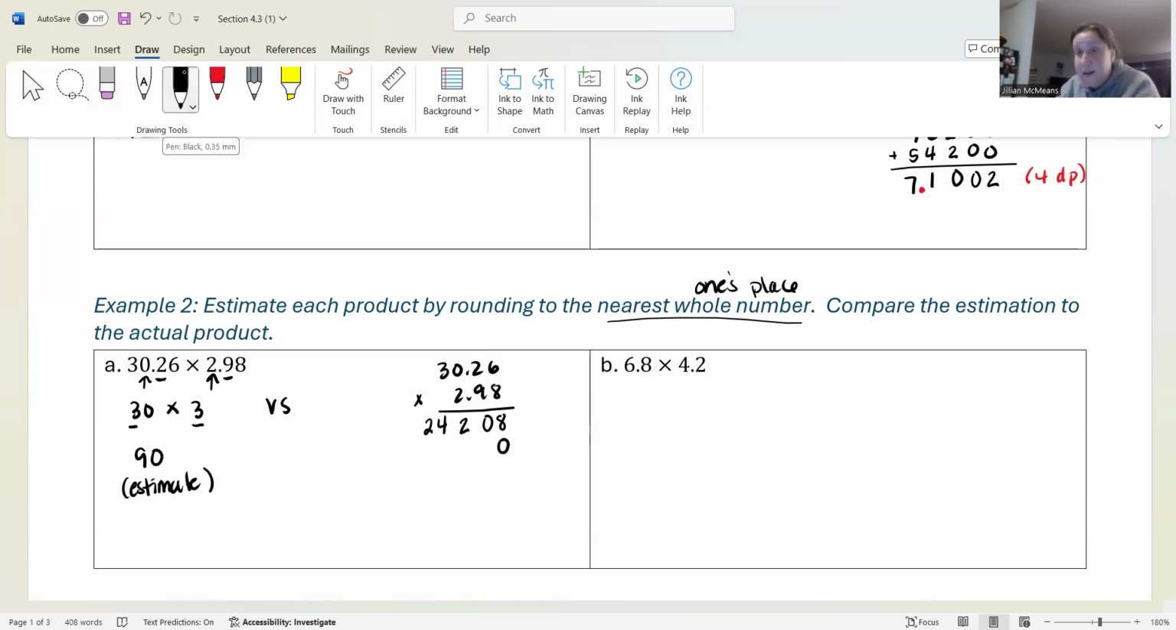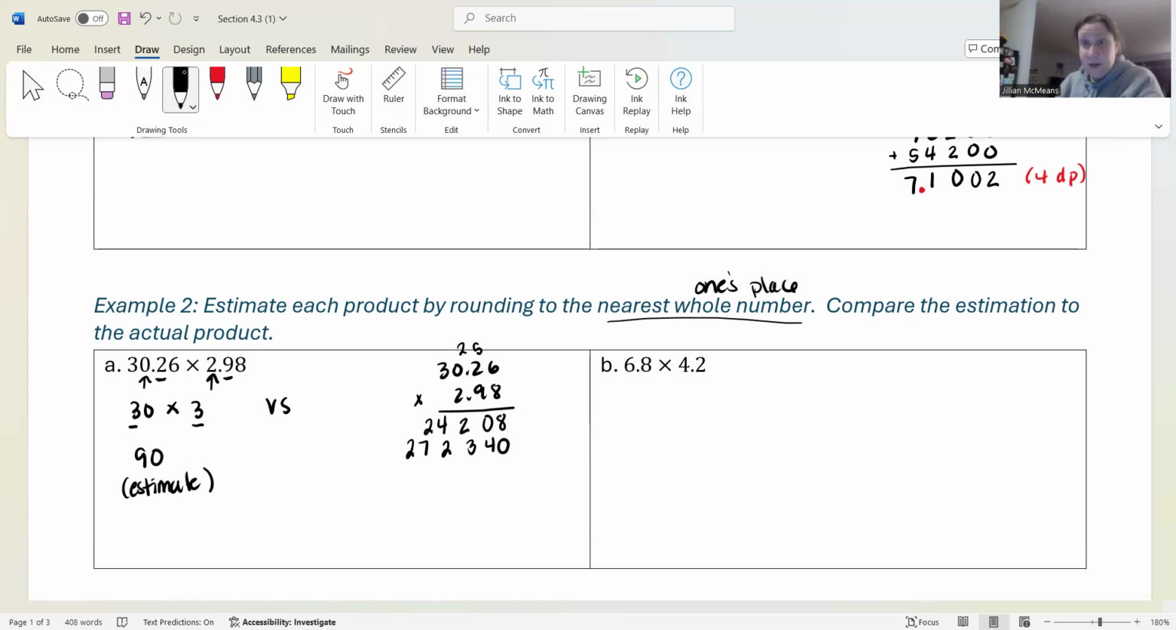All right, so 9 times 6 is 54, so keep a 4, carry a 5. 9 times 2 is 18, but then add 5, that gives me 23. 9 times 0 is 0, plus 2 is 2. And then 9 times 3 is 27, okay?